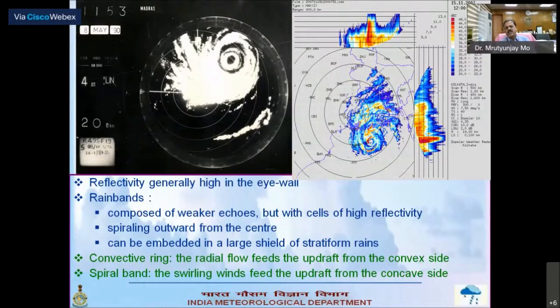Not only that, you can also estimate the amount of rainfall associated with the cyclone at a particular time. Since the data from the Doppler radar is digital, this data can also be utilized in models to provide the forecast. Therefore, Doppler radar has become very highly useful as compared to the analog radar which was being used earlier.